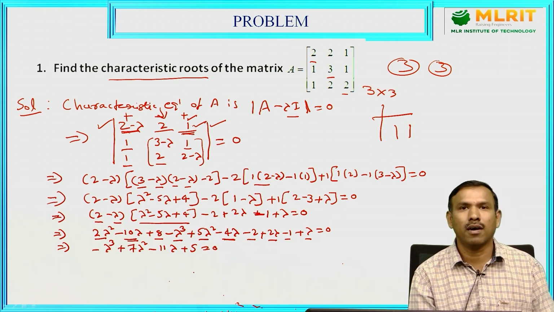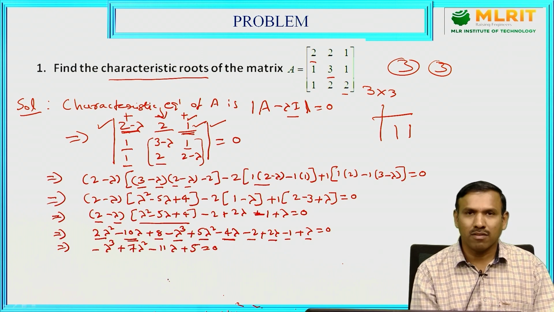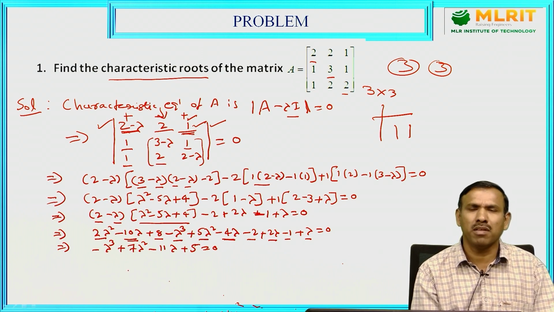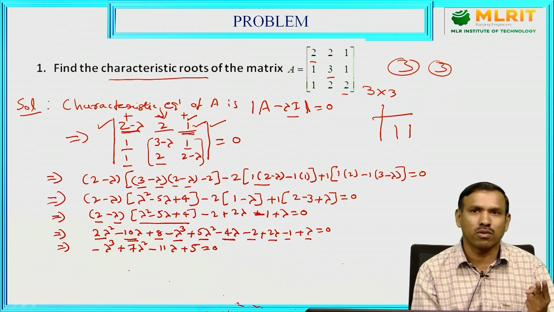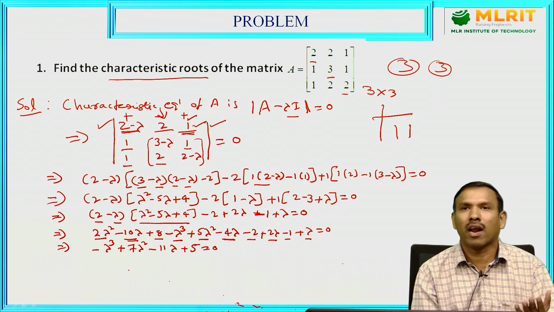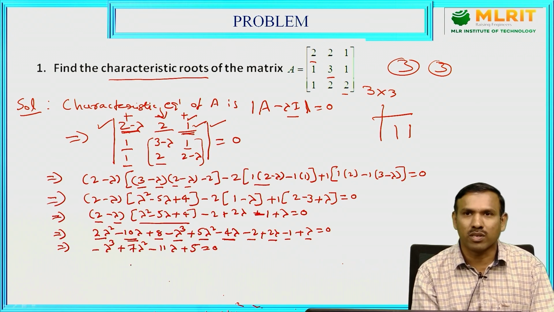This is a characteristic equation. Finally, it is a cubic equation. Cubic equation means solving we get 3 roots. Quadratic equation, 2 roots. It depends on the degree. So an nth degree equation will give n roots. It is a cubic equation, third degree equation. So we have to get 3 roots, right?